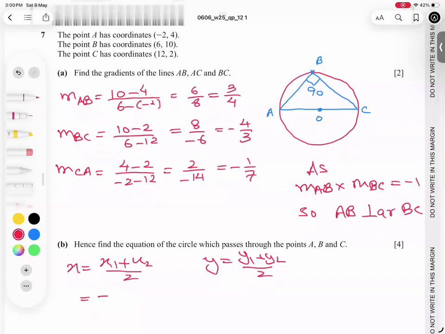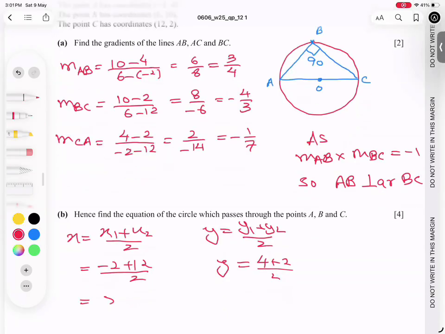So (-2 + 12)/2 and (4 + 2)/2. Let me recheck again. Yes, correct. Okay, I got a 10, a 5, and a 3. So the center of the circle, I mean O, is (5, 3).